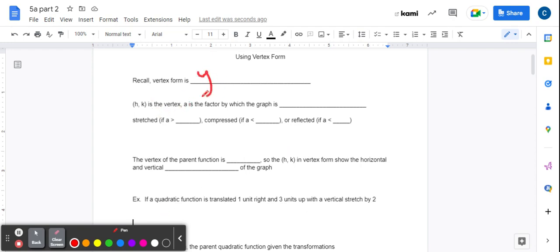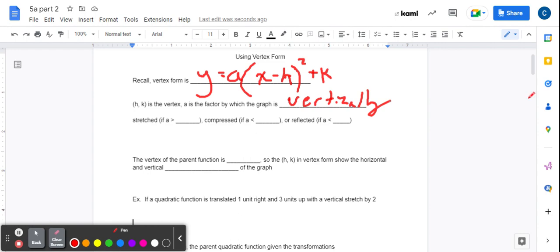Recall vertex form is going to be y equals a times parentheses x minus h squared plus k. (h, k) is the vertex. A is the factor by which the graph is vertically either stretched, compressed, or reflected.